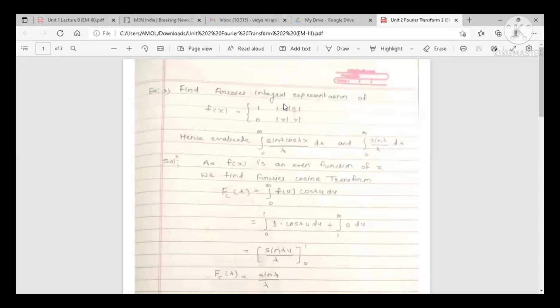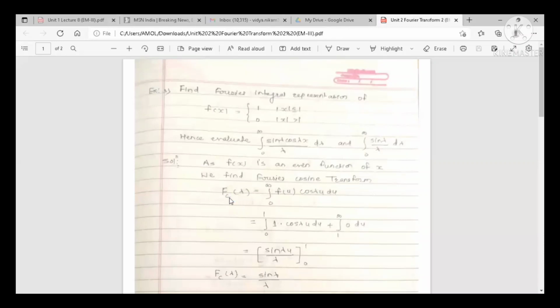The best example of an even function is the cos function. In the cos function, if we replace x by minus x, cos of minus x is again cos x. So if we replace x by minus x and get the same function, then that type of function is an even function. Here it is the same case, so f of x is an even function of x. Okay. So you find the Fourier cosine transform. If the function is even, then in that case we find the cosine transform.